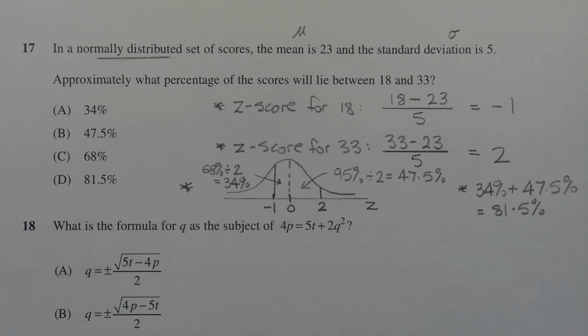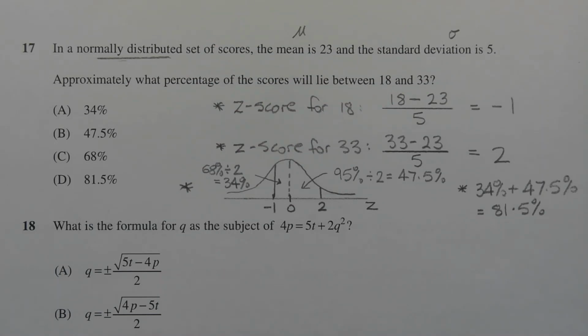Now again, applying the empirical rule, we know that around 68% of scores lie between a z-score of -1 and +1. So around half of those 68% of scores will lie between a z-score of -1 and 0, which is around 34%.